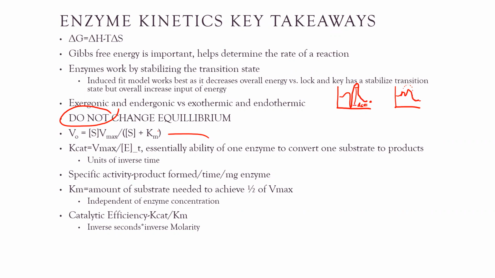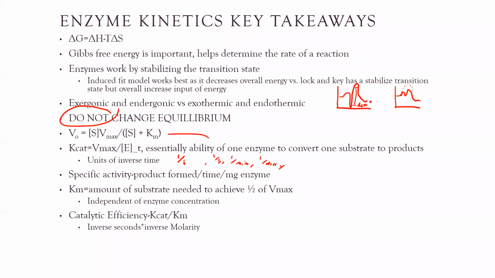If I'm an enzyme, how fast can I turn over my products, okay? So it's the ability of one enzyme to convert one substrate to products. And its units are 1 over time, right? So like 1 over seconds, 1 over minutes, 1 over days, whatever.